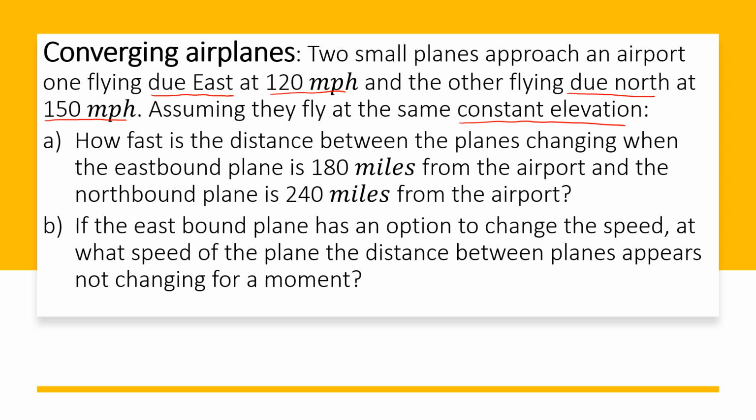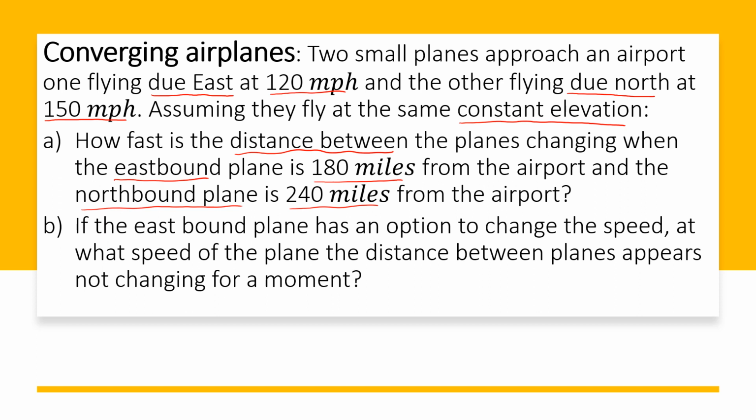The first part is asking how fast the distance between the planes is changing when the eastbound plane is 150 miles from the airport and the northbound plane is 240 miles from the airport. Since one is going east and one is going north, there's a 90-degree situation here, so we can use the Pythagorean identity again for this problem.